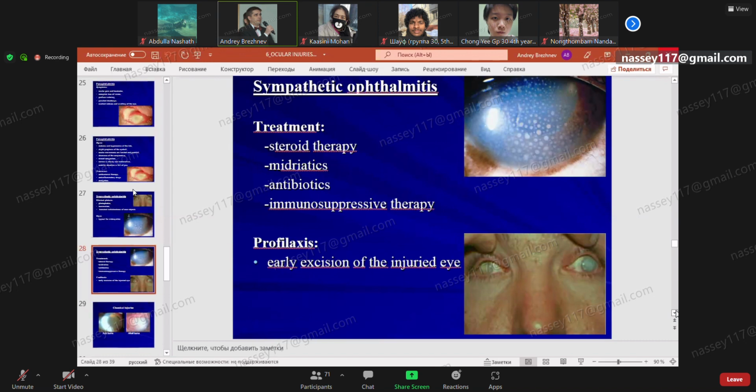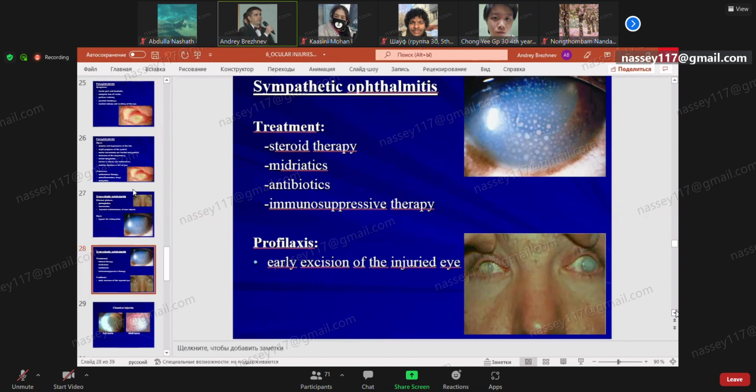Prophylaxis is early excision of the injured eye. If you see the first early signs of sympathetic ophthalmitis, and in this period you manage to remove the injured eyeball, this is the best way of prophylaxis of autoimmune damage of the normal eye.